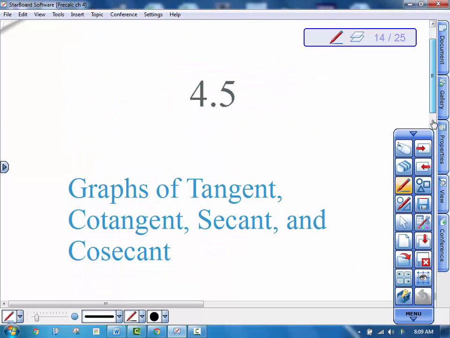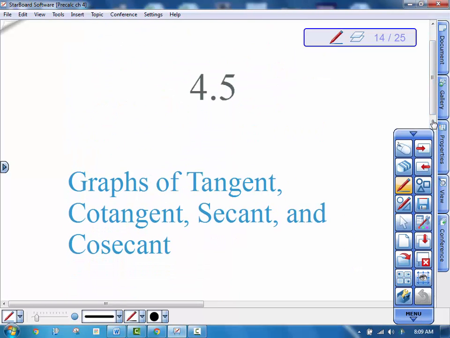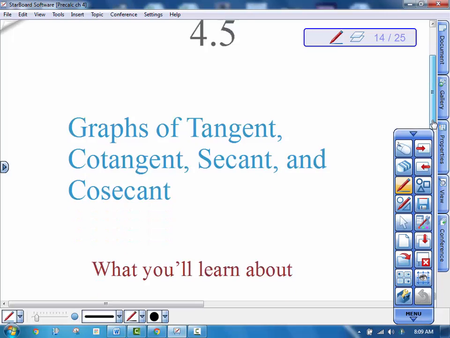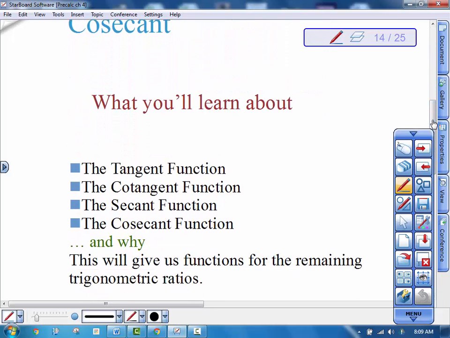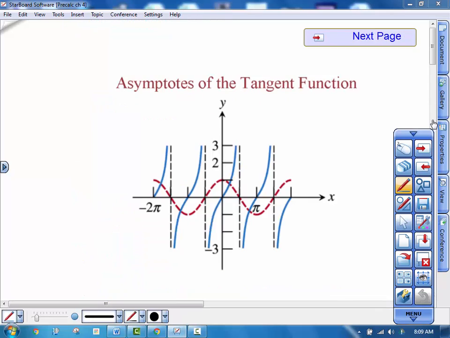Okay, the next section is 4 or 5. We're going to talk about graphs, tangents, cotangents, secant, and cosecant. These are the remaining ones we have left because we've done sine and cosine. So first is tangent. Here's the tangent function graphed in blue right here.